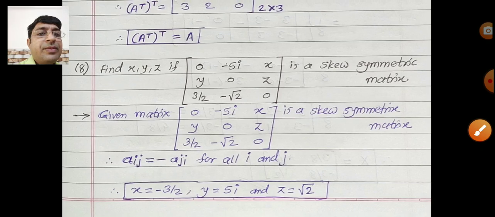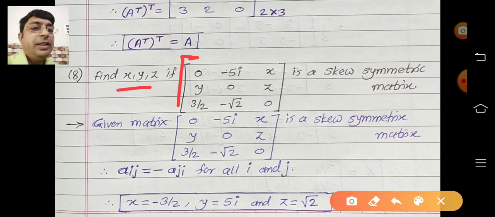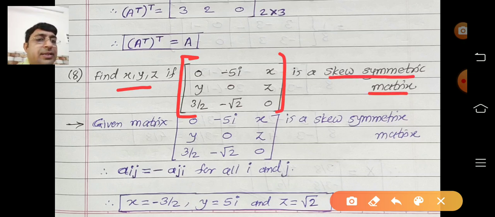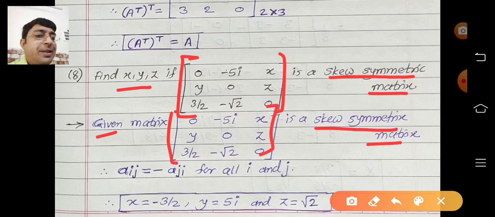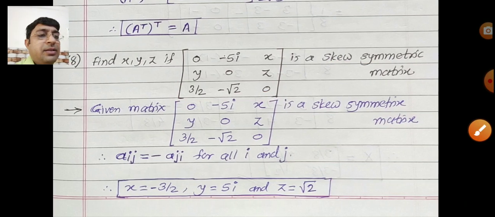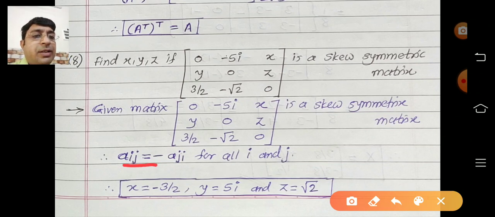Next question, find x, y, z if matrix is given here and condition is a skew symmetric matrix. So given matrix we are writing here, condition is given skew symmetric matrix. What is the condition for skew symmetric matrix? Aij equal to minus Aji for all the values of i and j. So compare the position of the elements.